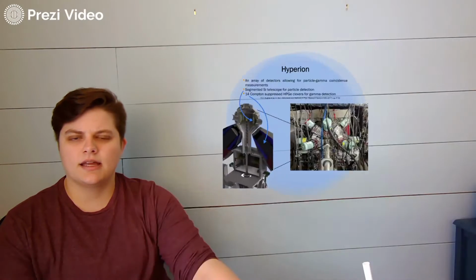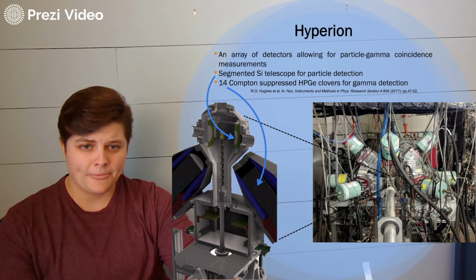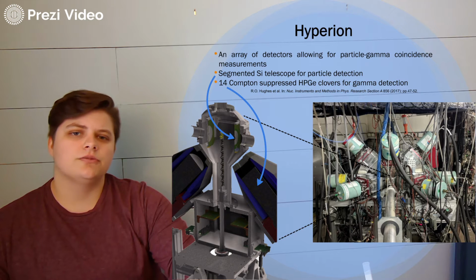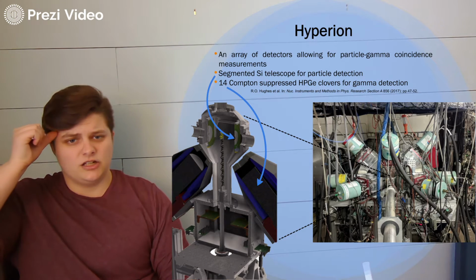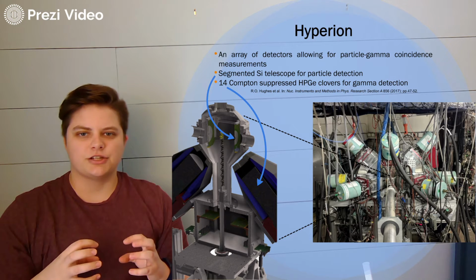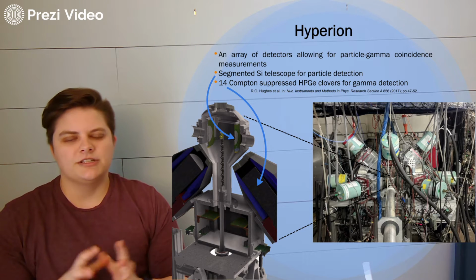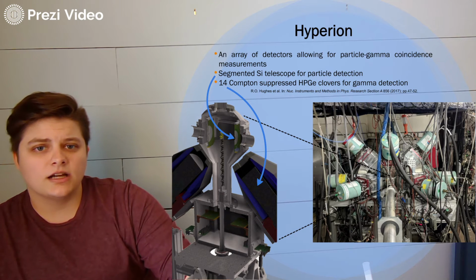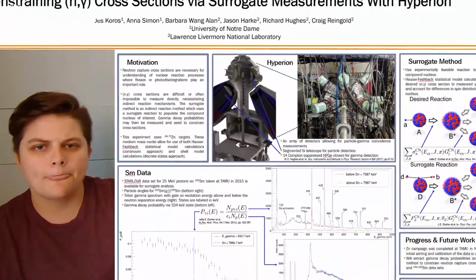Next, let's take a look at Hyperion itself. Hyperion is a particle gamma detector array. So it consists of up to 14 high purity germanium clovers, which are surrounded by BGOs for Compton suppression. Then inside the target chamber there in the middle, we have a silicon telescope for particle detection. So all of this together allows us to detect particle gamma coincidences, which is important for selecting our compound nucleus of interest, so we know exactly what reaction we're looking at.